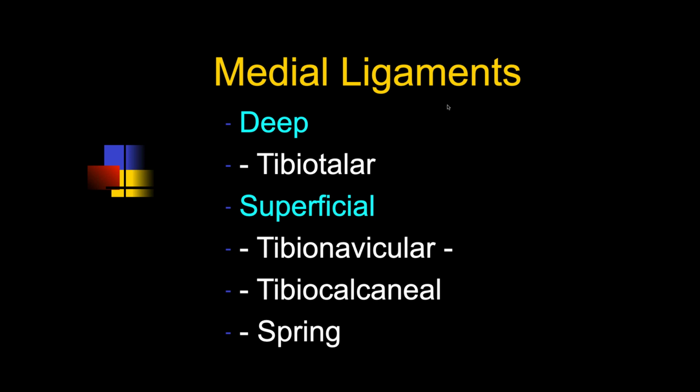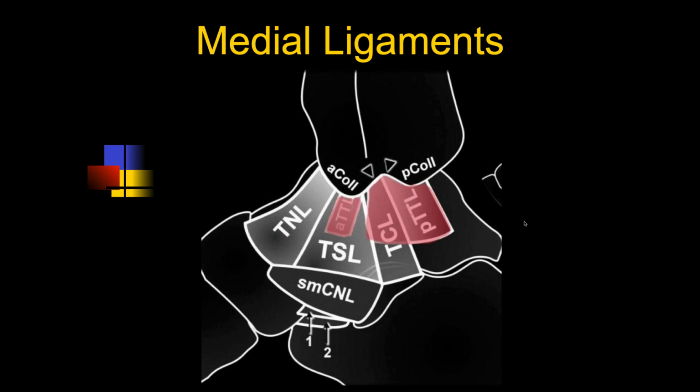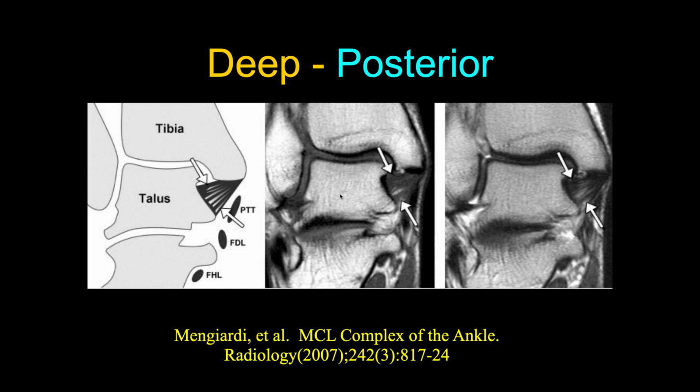Okay, so we'll go on now and talk about the medial ligaments: the deep ligaments of the tibiotalar, and the superficial ones of the tibionavicular, tibiocalcaneal, and the spring ligaments on the medial side. So let's start with the deep one that is really familiar, the deep deltoid ligament here.